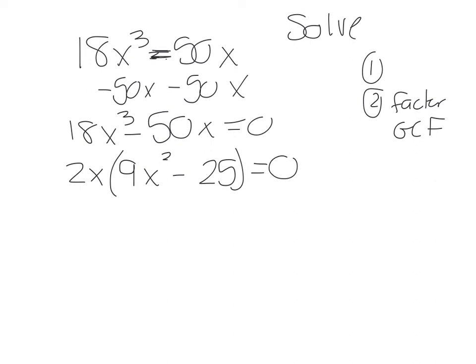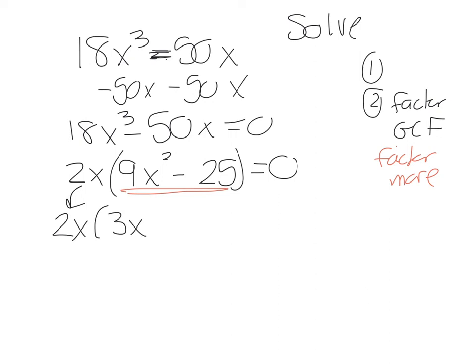I can factor more, because as I look into the parentheses, I see there's two terms, and they're separated by minus, and they're all perfect squares. So they will factor into, I don't want to lose this 2x, especially not now, when I'm solving. So I have the 2x, I have 3x plus 5, I have 3x minus 5 equals 0. Now, I'm ready to set each part equal to 0.